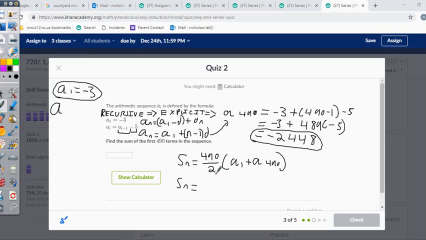Then our series is going to be equal to 490 divided by 2. Let's think, that would be 245. 245 times A1, which is negative 3, plus negative 2448. So that's going to be equal to 245 times negative 2448 minus 3, which is negative 2451.